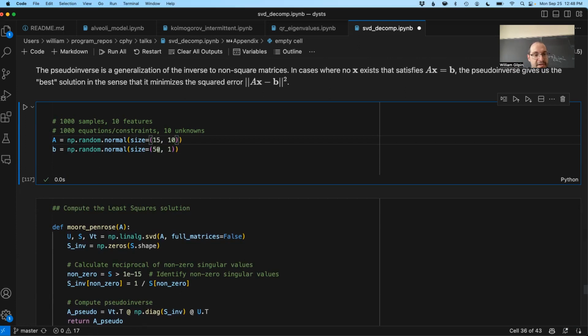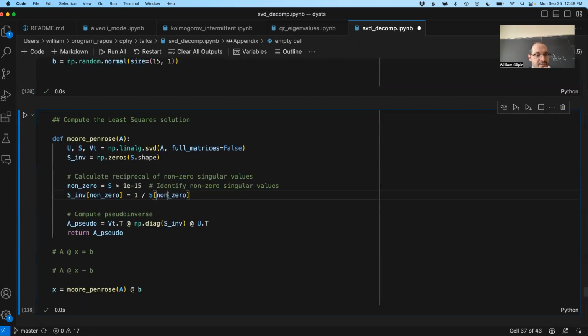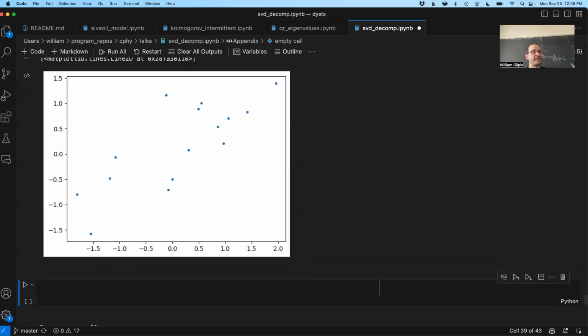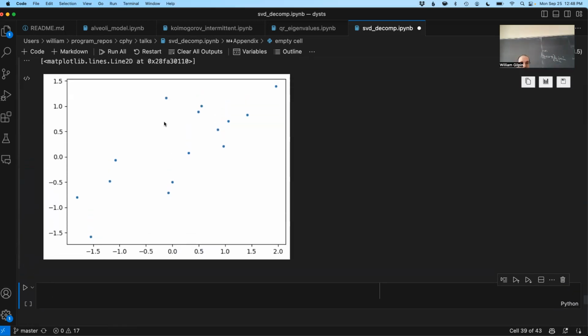Let's do 15. You start to see it picks up a little bit of scatter. So as I'm adding constraints I can't possibly satisfy, my Moore-Penrose pseudo-inverse performs worse and worse. But this is still the optimal solution to this problem in the sense of minimizing the least squared error between the matrix multiplication with your solution and the true solution.